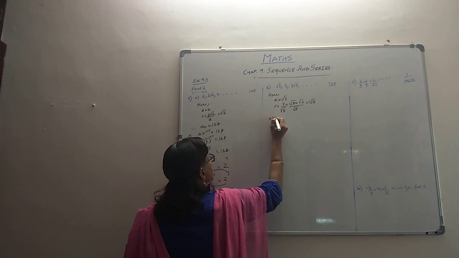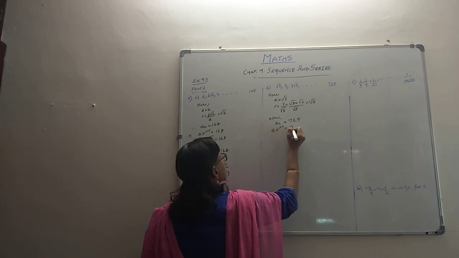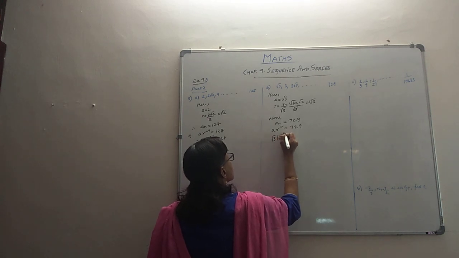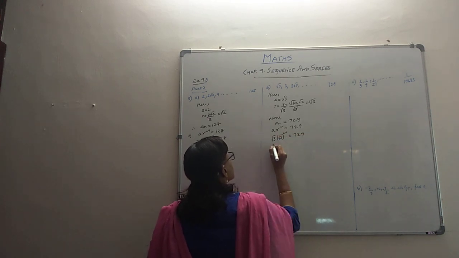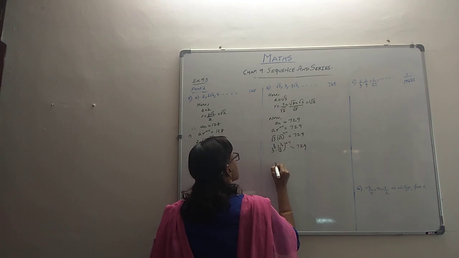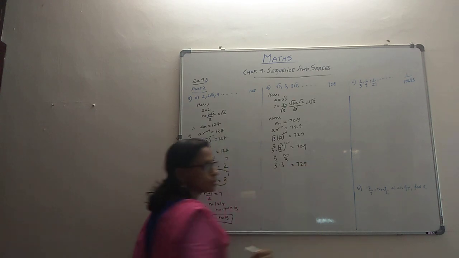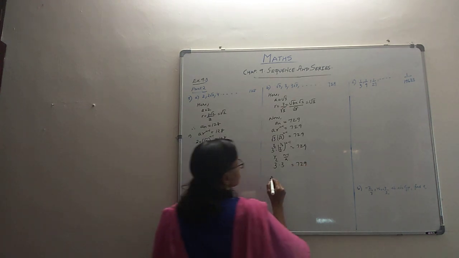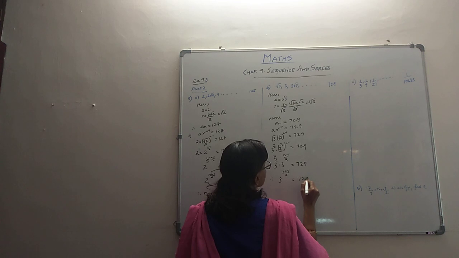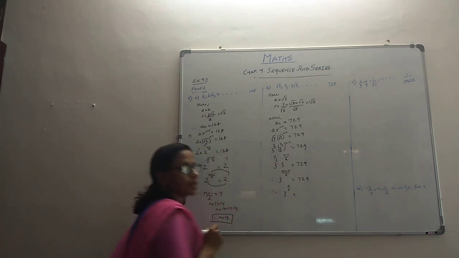Now, AN is given to us as 729, which by formula is AR raised to n minus 1 is 729. A for us is root 3 and R for us is also root 3 raised to n minus 1 is 729. So this is 3 raised to half into 3 raised to half whole raised to n minus 1 is 729, which means it is 3 raised to half into 3 raised to n minus 1 by 2 equal to 729. A raised to m into A raised to n is A raised to m plus n. You can add up the powers. So you will have 3 raised to 1 plus n minus 1 by 2 equal to 729. Like that, it will come to 3 raised to n by 2 equal to 729.